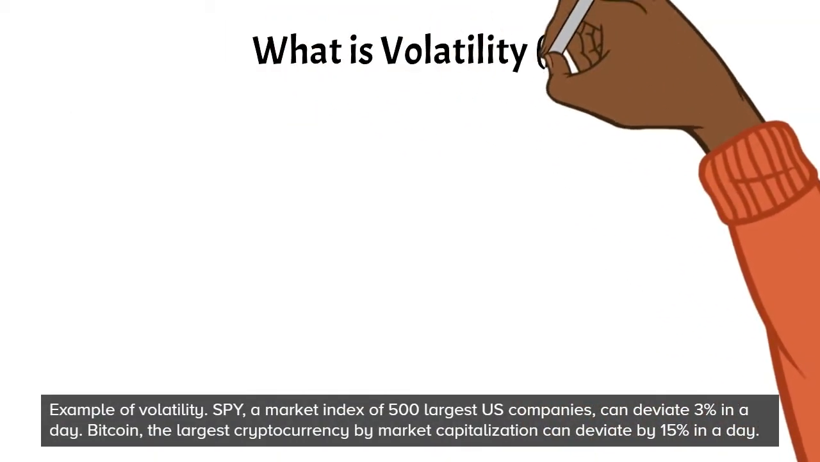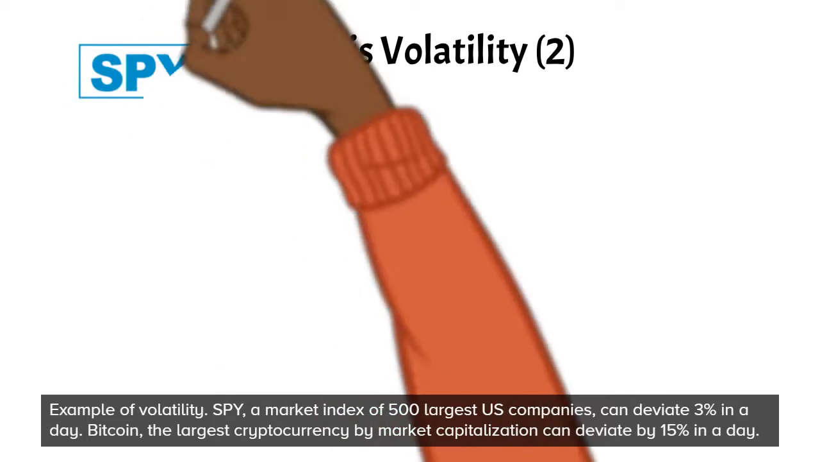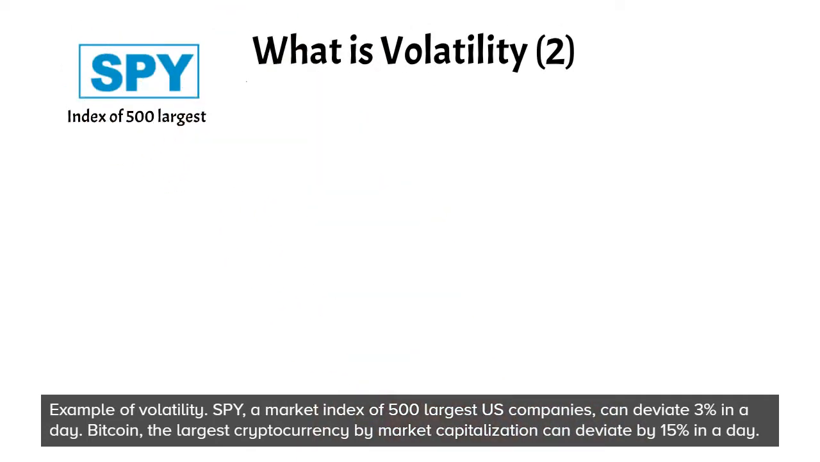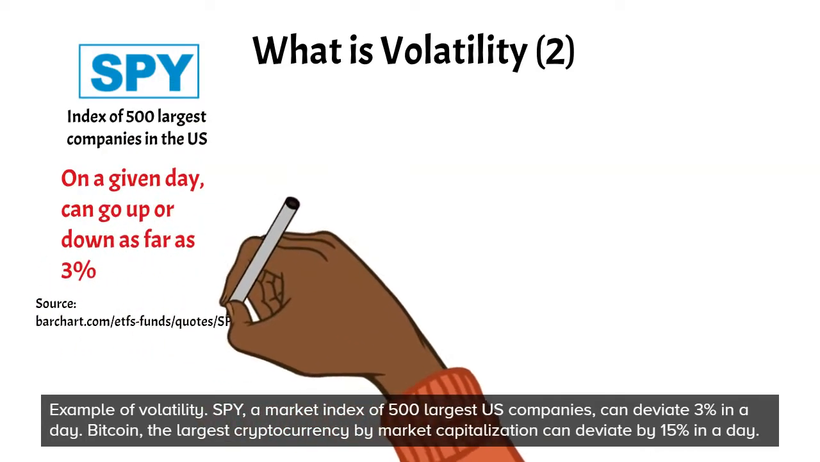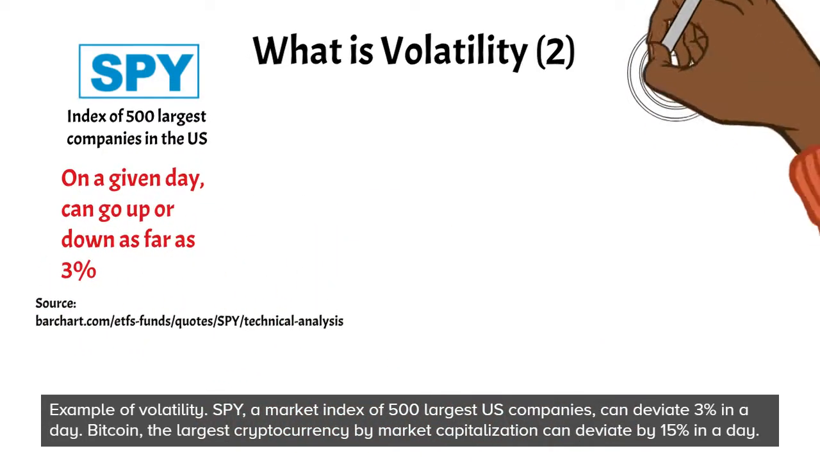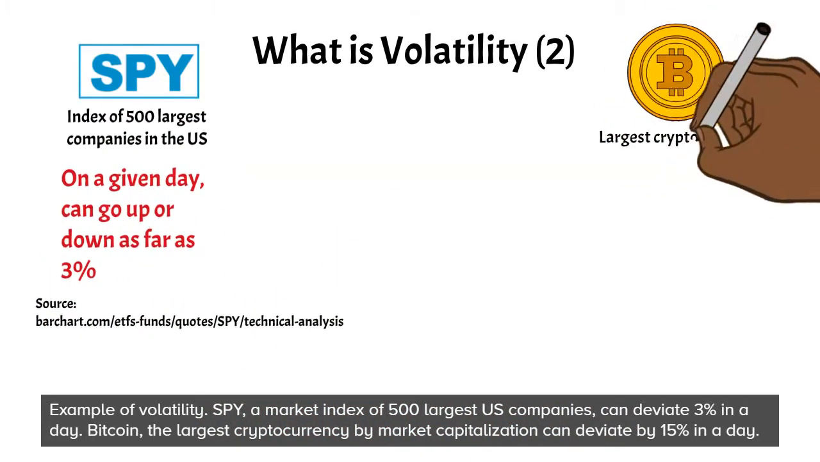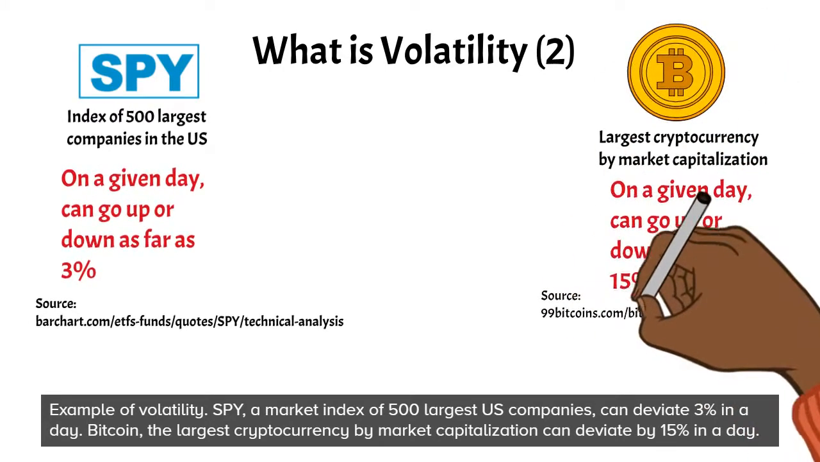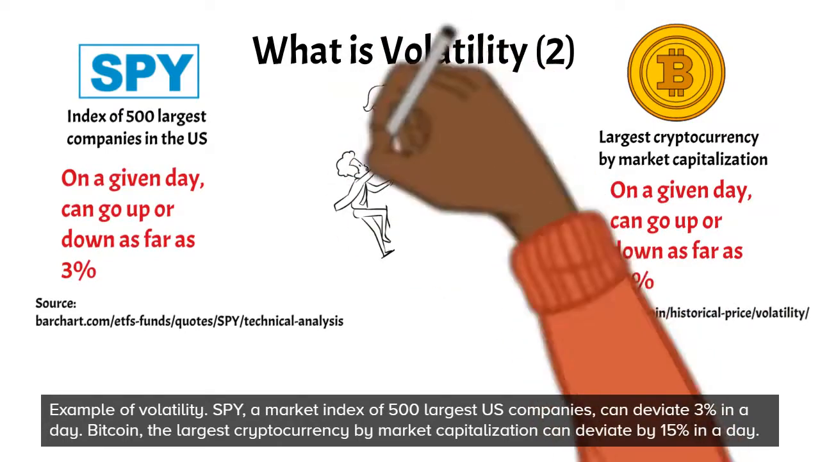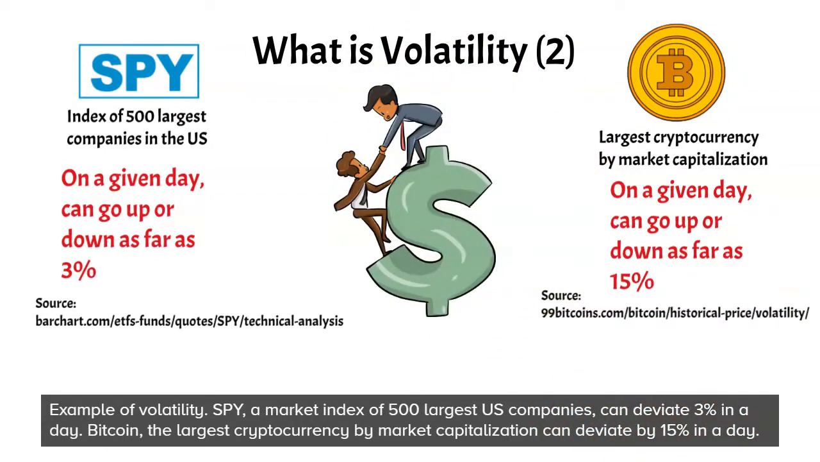An example of volatility: SPY, a market index of the 500 largest US companies, can deviate up to 3% up or down on any given day. Bitcoin, which is the largest cryptocurrency by market capitalization, can deviate by up to 15% plus or minus in a single day. So you can see the huge difference between these two assets.